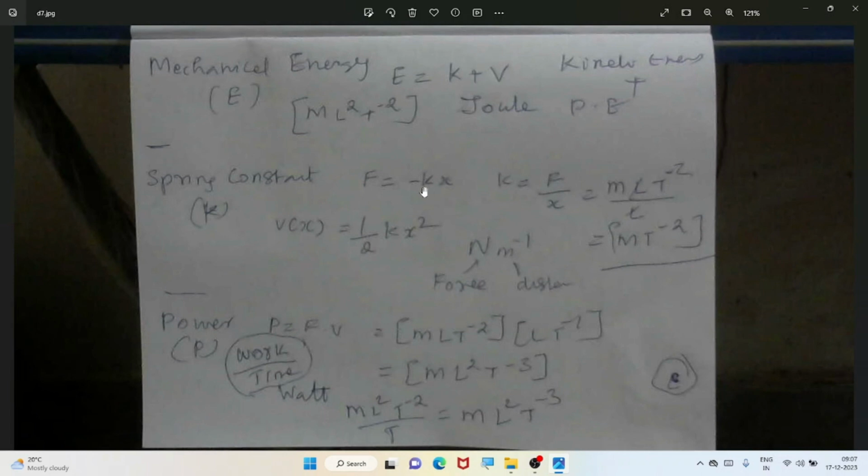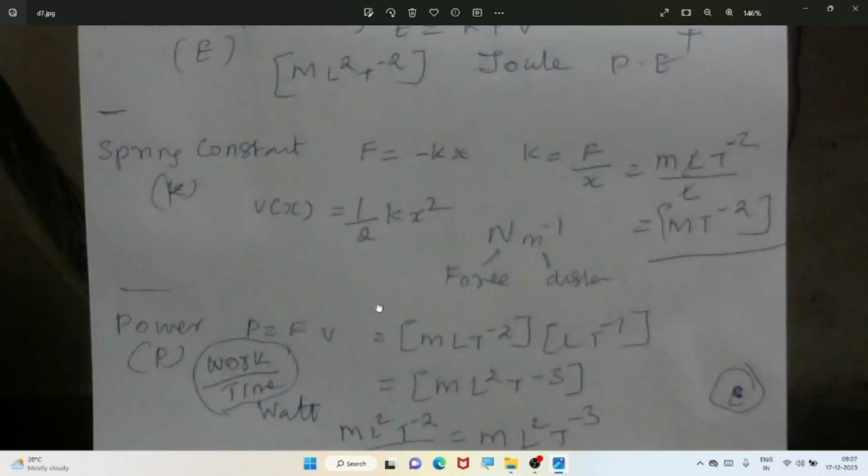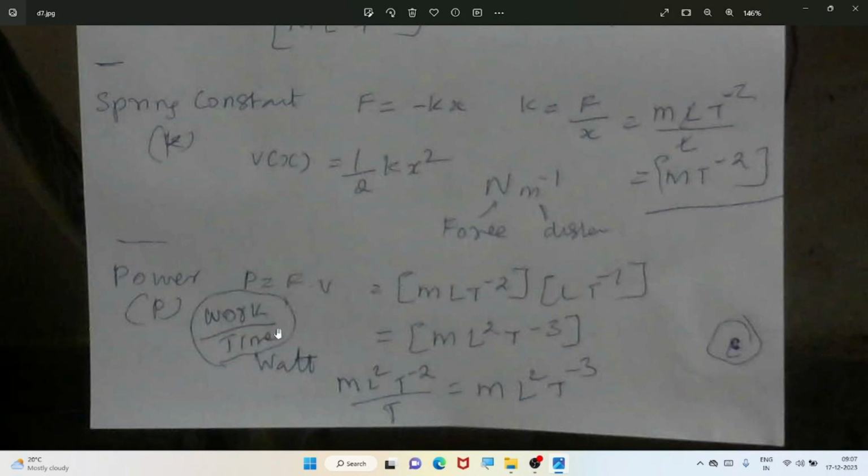Spring constant, K, is force by distance. You know force, the distance is L, so the result will be this. Power is work divided by time. Work is force into distance. So power is work divided by time. You can also use the F into V formula.